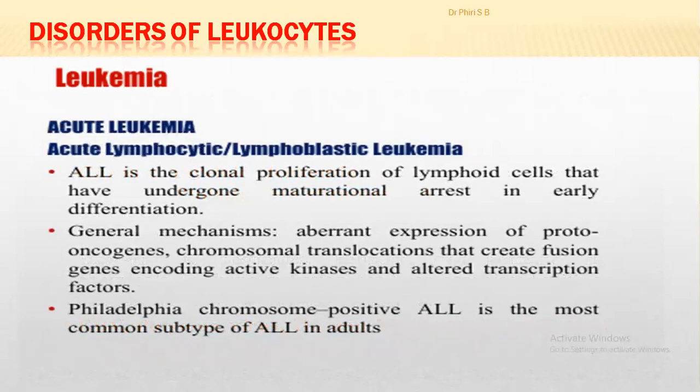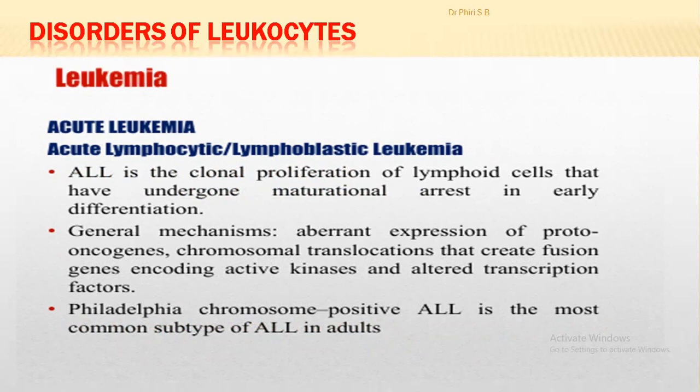So you have different types of leukemia depending on the duration. You can have acute and chronic. For the acute forms of leukemia, you have acute lymphocytic or lymphoblastic leukemia. So it's acute, so within 6 months, this patient will be gone because it's the acute form of leukemia.